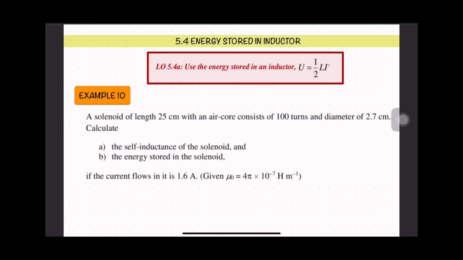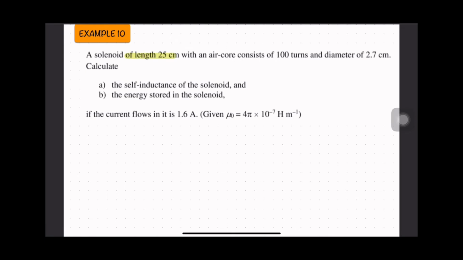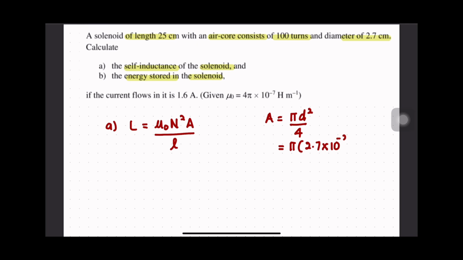Okay, 5.4 energy stored in an inductor. So example 10, we have a solenoid of length 25 cm with an air core consists of 100 turns and diameter of 2.7 cm. Calculate the self-inductance of the solenoid and the energy stored in the solenoid. So self-inductance in the solenoid, you can use the formula for solenoid. L is equal to mu naught N power of 2 A over L. Because they give you diameter, so determine area by using pi d squared over 4. So pi times 2.7 times 10 to the power of negative 2, power of 2, divided by 4. So area we get here is 5.73 times 10 to the power of negative 4 meter square.